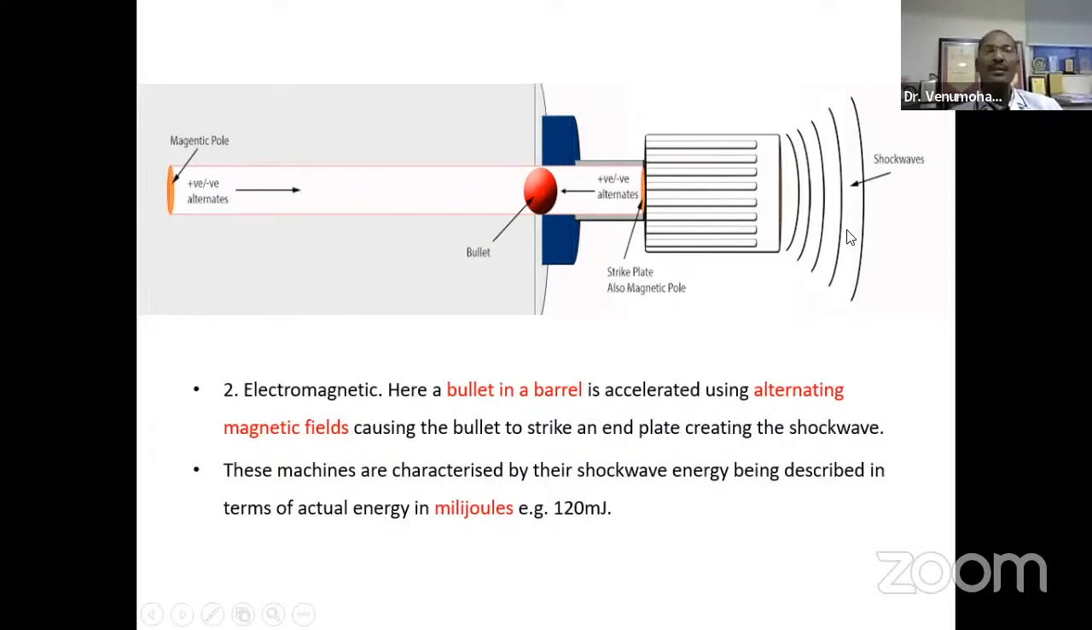In the previous one, there was compressed air. In this one, we have the magnetic field which drives the bullet. Since it is driven by magnetic energy, it is measured in millijoules.